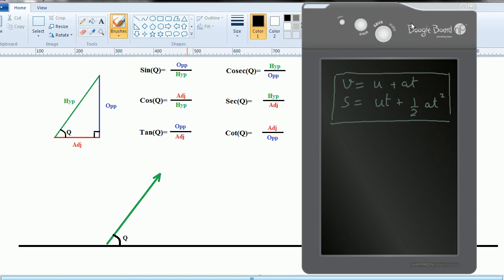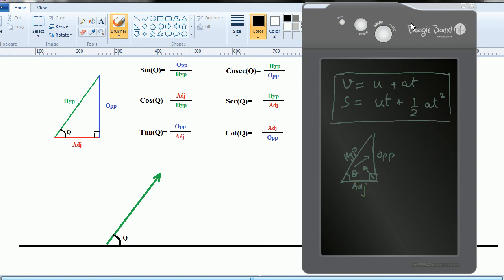It's just the relationship between the sides of a right angle triangle, given an initial viewing angle of theta. And the sides of a right angle triangle are the hypotenuse. The hypotenuse is always the largest side, and it is the side that's opposite to the right angle. Then from our viewing angle theta, the side that's opposite to our viewing angle will be referred to as the opposite side, and the side that's adjacent to our viewing angle theta will be referred to as the adjacent side.